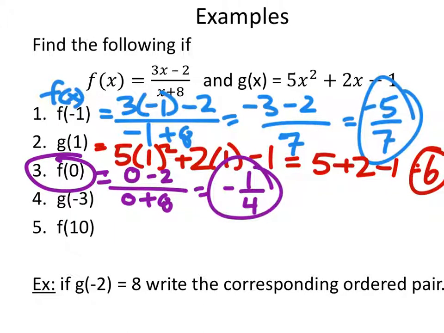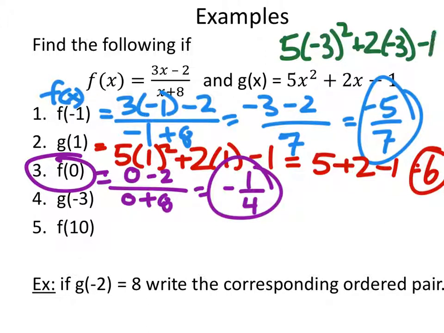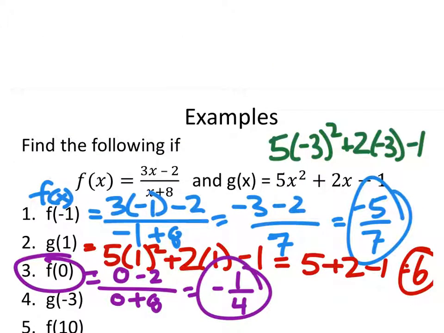So g of 3, negative 3 rather, so I've got 5 times a negative 3 squared plus 2 times negative 3 minus 1. Maybe I should have given myself more space. Let's go upwards. So negative 3 squared is 9. Negative 3 times negative 3.